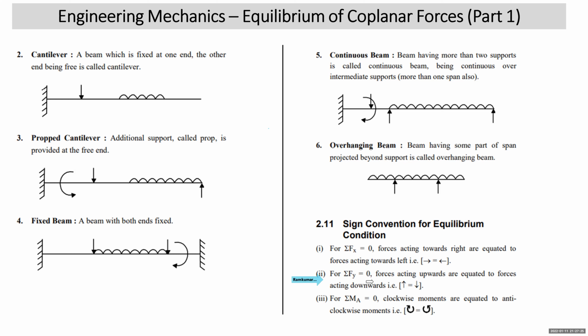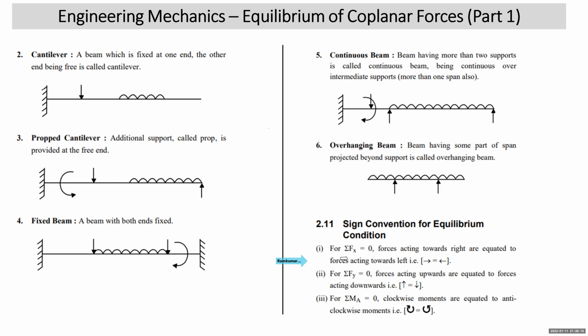Similarly, sigma Fy equal to 0 means forces acting upward should be equated to forces acting downward. When we say sigma MA is equal to 0, the algebraic sum of the moments of all forces about A is 0. That means clockwise moments should be equated to anti-clockwise moments. As you can see here, this is a clockwise moment, this is anti-clockwise. So clockwise moments can be written on one side, anti-clockwise moments on the other side. You can put anything on the left side, anything on the right side. You can write anti-clockwise moments on the left side, so the right side will be clockwise moments. If you write clockwise moments on the left side, the right side will be anti-clockwise. This is the change of sign convention we will be adopting.